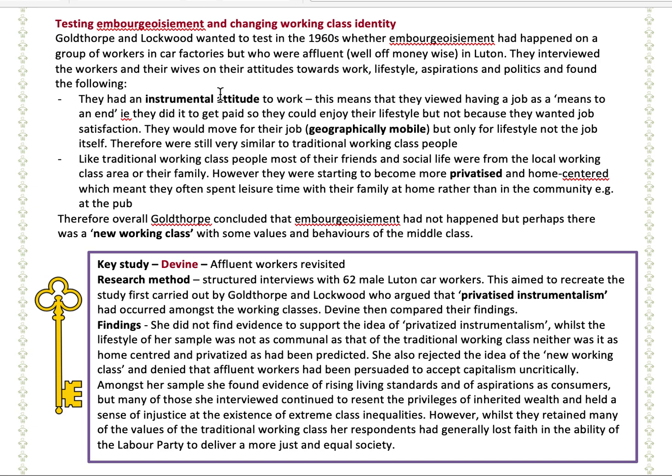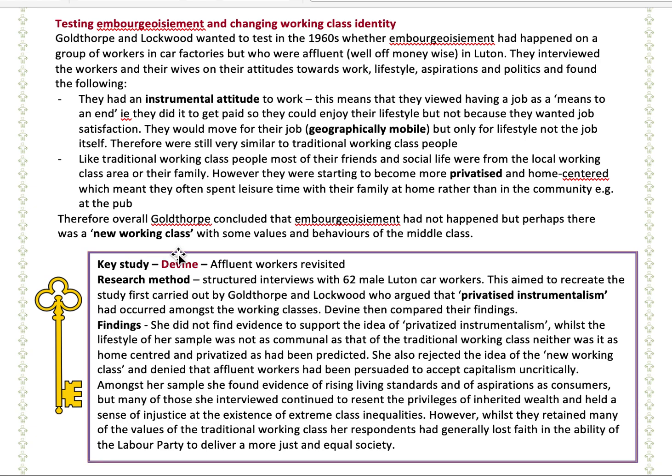But they still maintain this instrumental attitude to work. So the idea that they only went to work because they needed it for money, rather than the more middle class attitude, which would be the job's part of your identity, part of who you are, something you really enjoy. So Goldthorpe and Lockwood essentially concluded that there wasn't a full shift from working class becoming middle class, but there was a new working class.